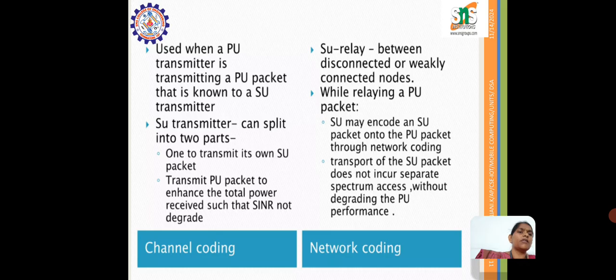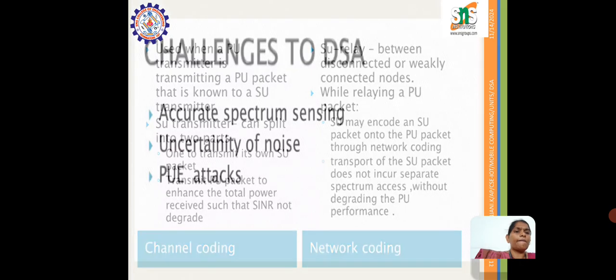Next, let us see network coding. In network coding, a secondary user relays between disconnected or weakly connected nodes. While receiving the primary user packets, the secondary users may encode the secondary user's packet onto a primary user packet through network coding. So the transport of the secondary user packet does not require separate spectrum access and does not degrade the primary user's performance. This is the main function of channel coding and network coding.